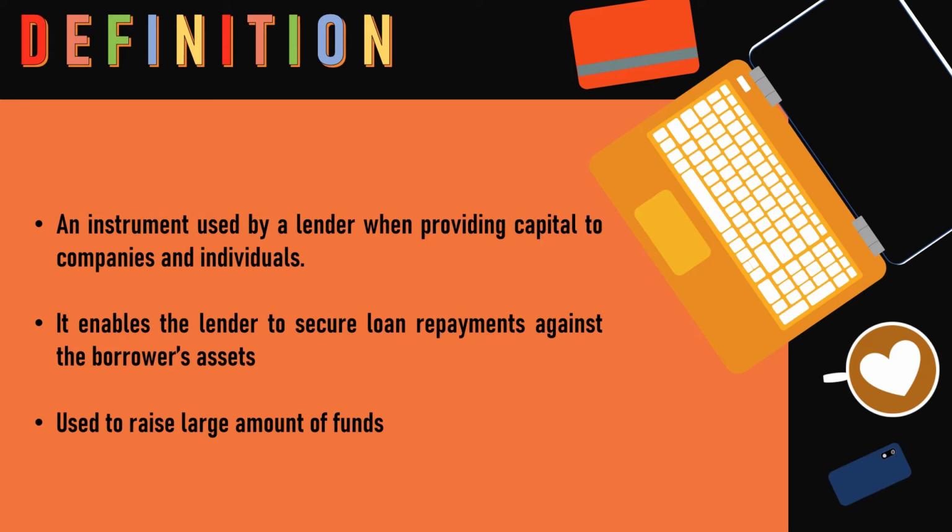Definition of debenture. A debenture is an instrument used by a lender, such as a bank for example, when providing capital to companies and also individuals. It enables the lender to secure loan repayment against the borrower's asset even if they default on the payment. So usually, a debenture is used to raise a large amount of funds.